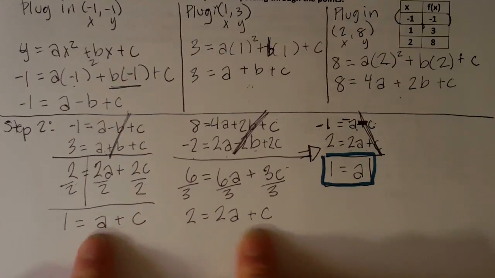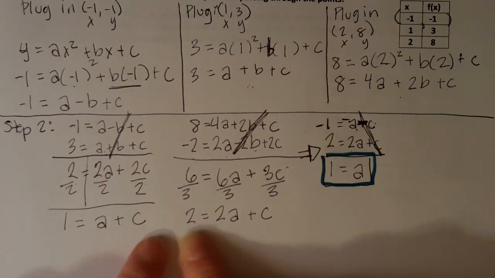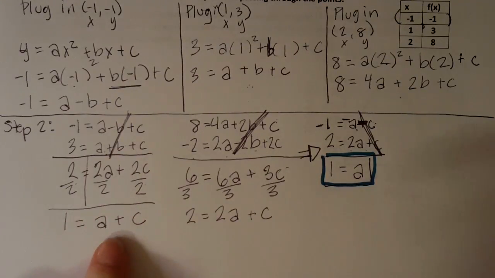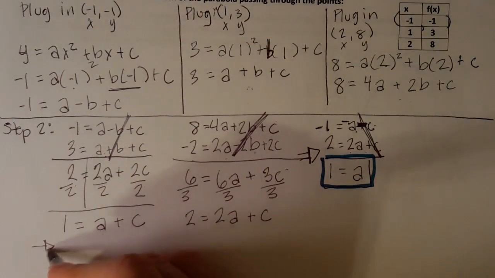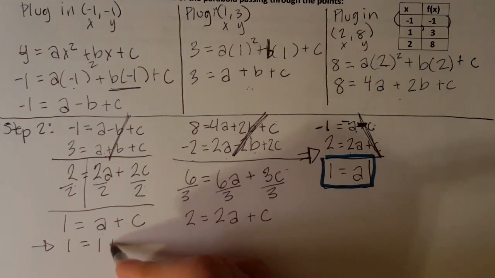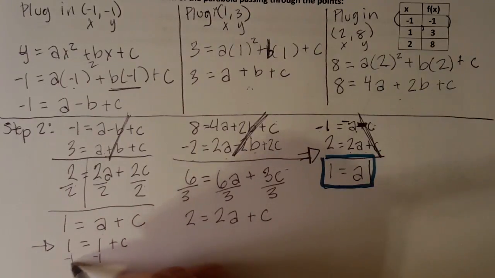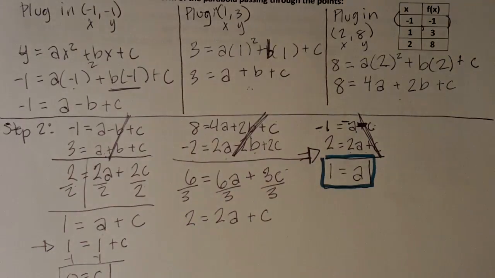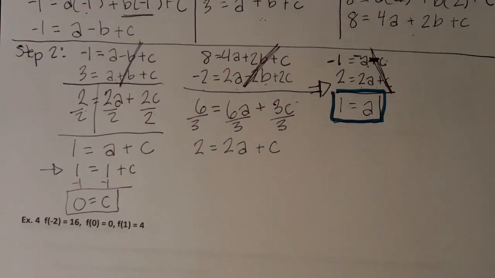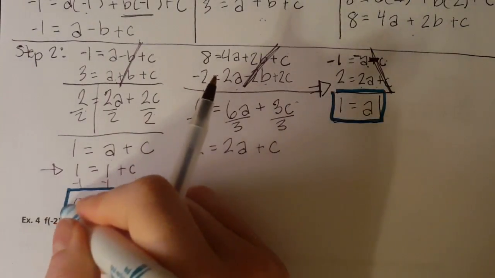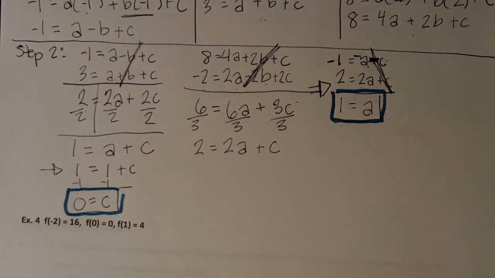We have two equations. Which one looks easier? You can really do it in either one, but I think this one on the left looks easier. So I'm going to plug in the 1 for the a. 1 equals 1 plus c, minus the 1 over. It tells me c was 0 again. C is not always 0, but the past few times it's popped up as 0.